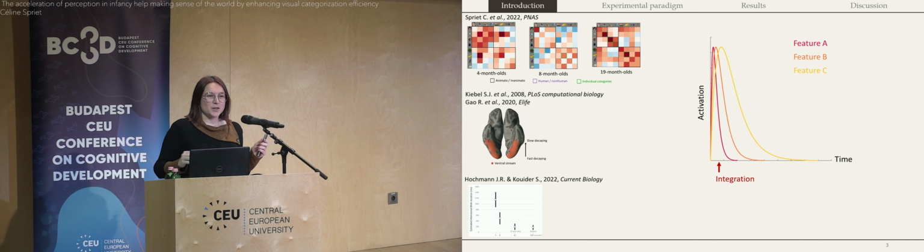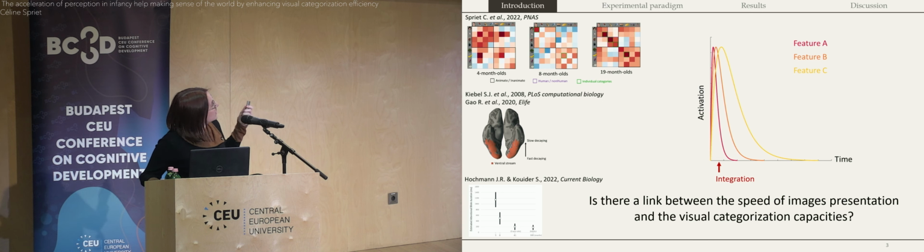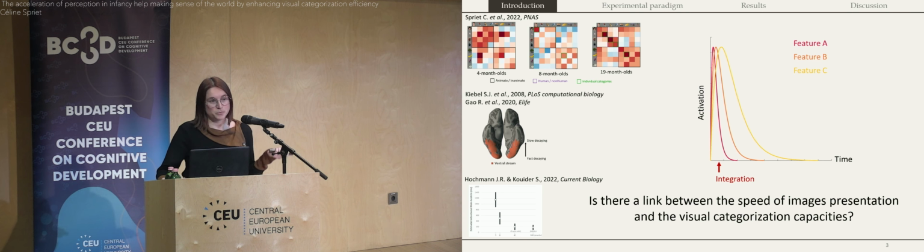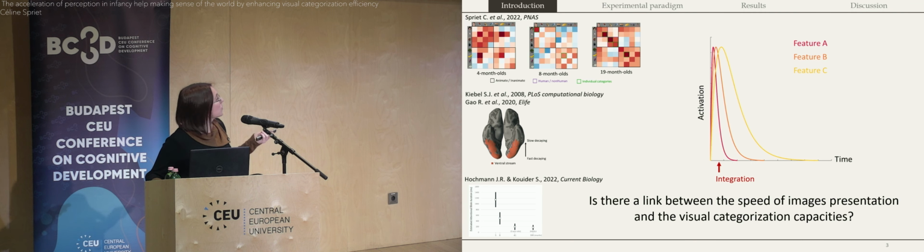Now this is a model that we would like to ultimately test. We will not exactly test that today. We will first ask whether we see a direct link between the speed of image presentation and the visual categorization capacities, as the first question.